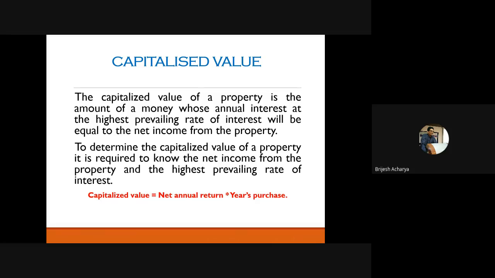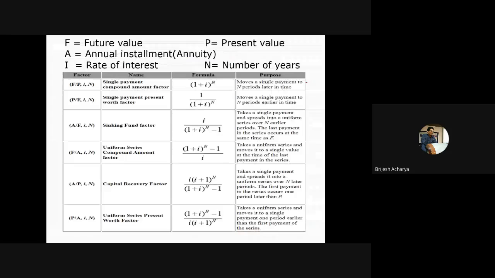So capitalized value of a property equals net annual return into years purchase. These are some of the formulas which are often used in valuation. For example, the first formula, F upon P, I, N. F is what? Future value. P is what? Present value. I is what? Rate of interest, and N is what? The number of years. Suppose somebody invests 10 lakh rupees at 5% rate of interest and wants to know how much money he will receive after 10 years.